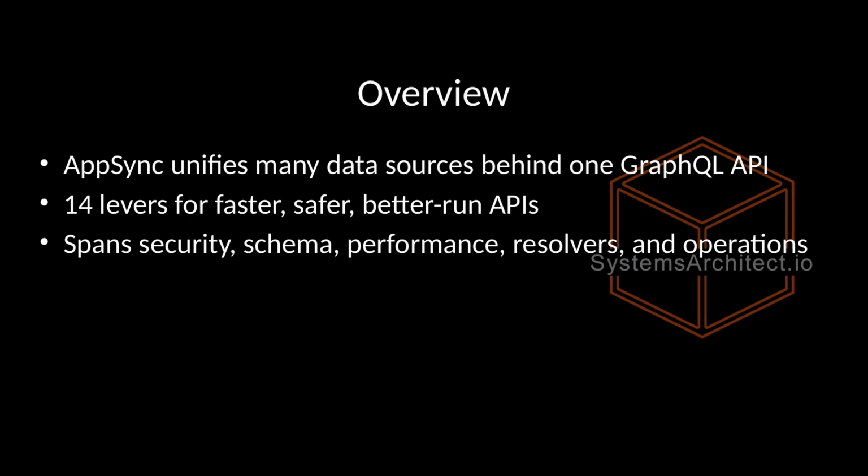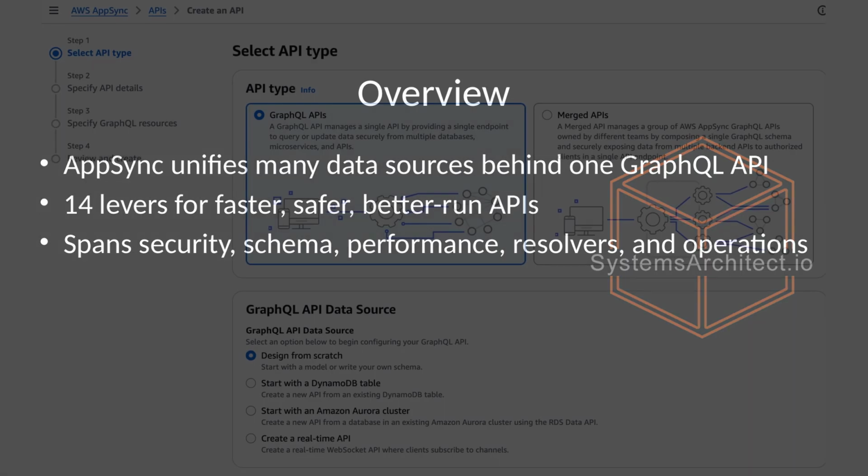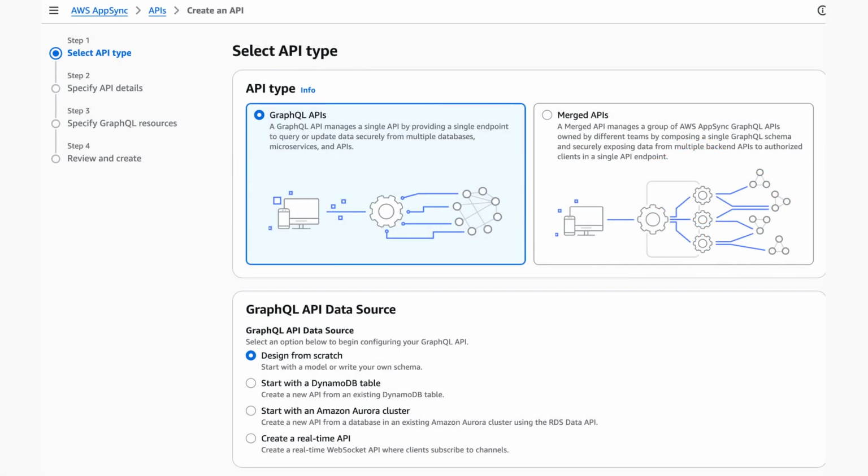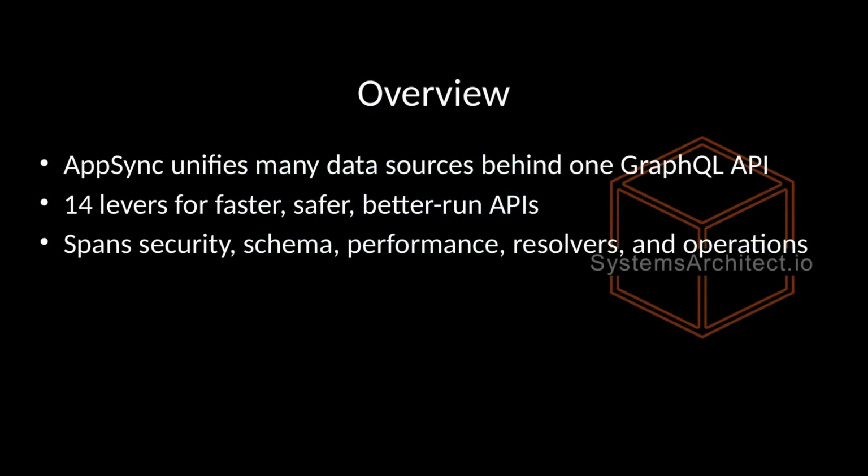AWS AppSync lets you build a single GraphQL API over many data sources, but a sloppy setup can leak data, run slow, and cost far more than it should. Configure it well, and it becomes a fast, secure, real-time API that stitches your backends together behind one clean schema. This guide covers 14 practical strategies for getting the most out of AWS AppSync, spanning security, schema design, performance, resolvers, and operations.